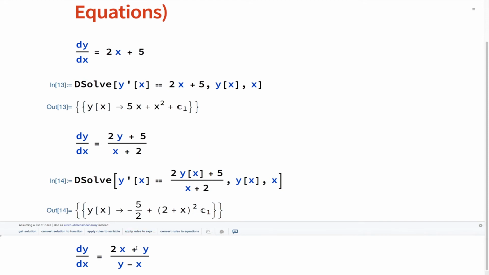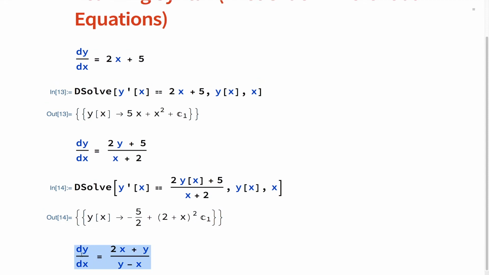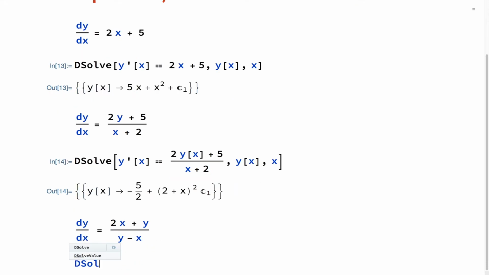Let's take another example. Suppose you have this function and you need to write a DSolve over that. So we type DSolve.